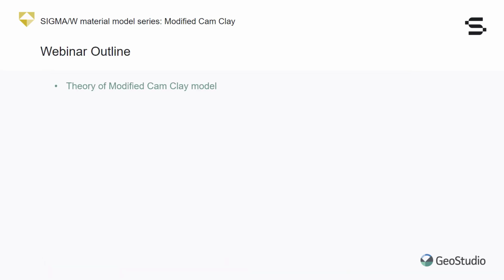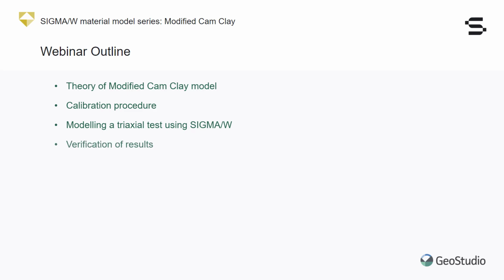This webinar will begin by reviewing the theory of the modified CAM clay constitutive model. Then step-by-step instructions will be provided for calibrating this material model using a triaxial data series. A demonstration of the steps of modeling a triaxial test in Sigma W will be provided, and the simulated results will be compared and verified using the analytical and laboratory results.